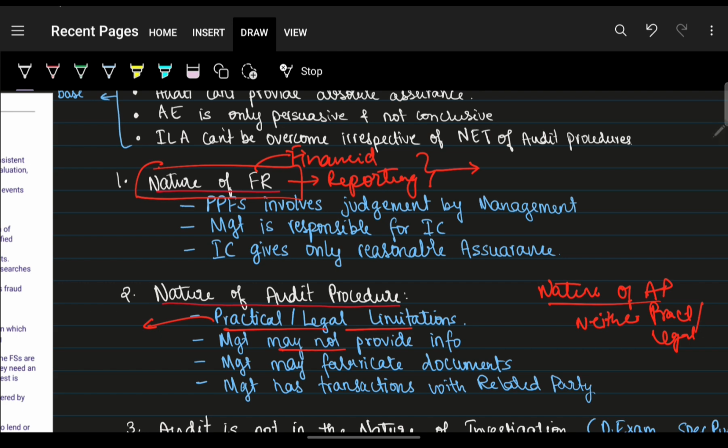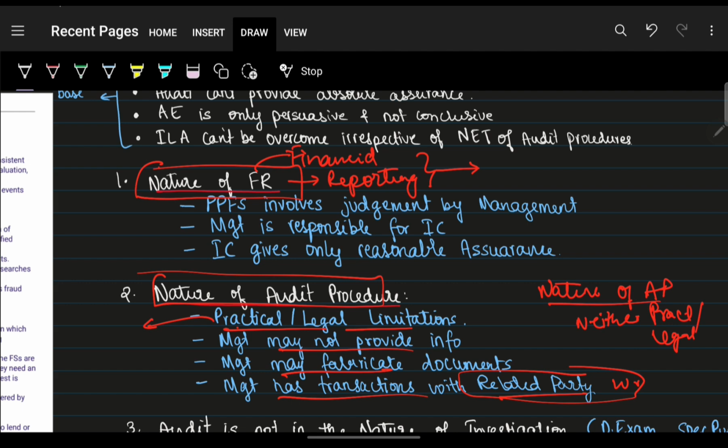Okay, so management may not provide proper info, they might fabricate info, or management has transactions with related parties in a written format that we might not be aware of, right? They might not disclose the fact that they are related parties, or they might have hidden the fact that that person is a related party. So because of the nature of audit procedures, there are practical and legal limitations.